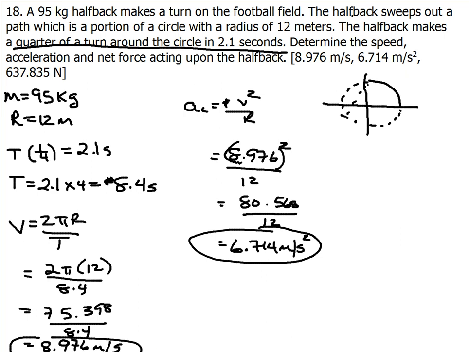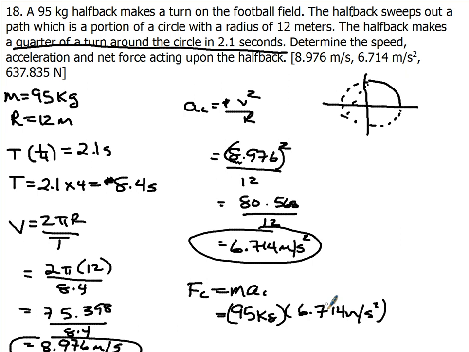There's my speed. And Fc equals m a c. So the mass is 95 kilograms times 6.714 meters per second squared. Now, if you've left all this in your calculator, you don't have a lot of round-off error. What do you get? Okay, 95, I messed up, I'm sorry, happens, times 6.714 is 637.835 newtons.